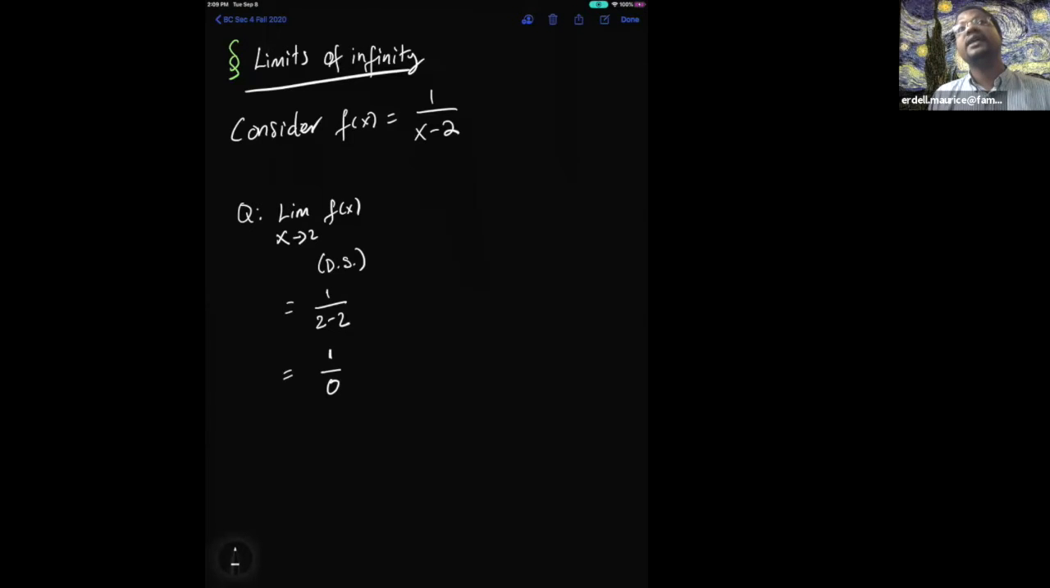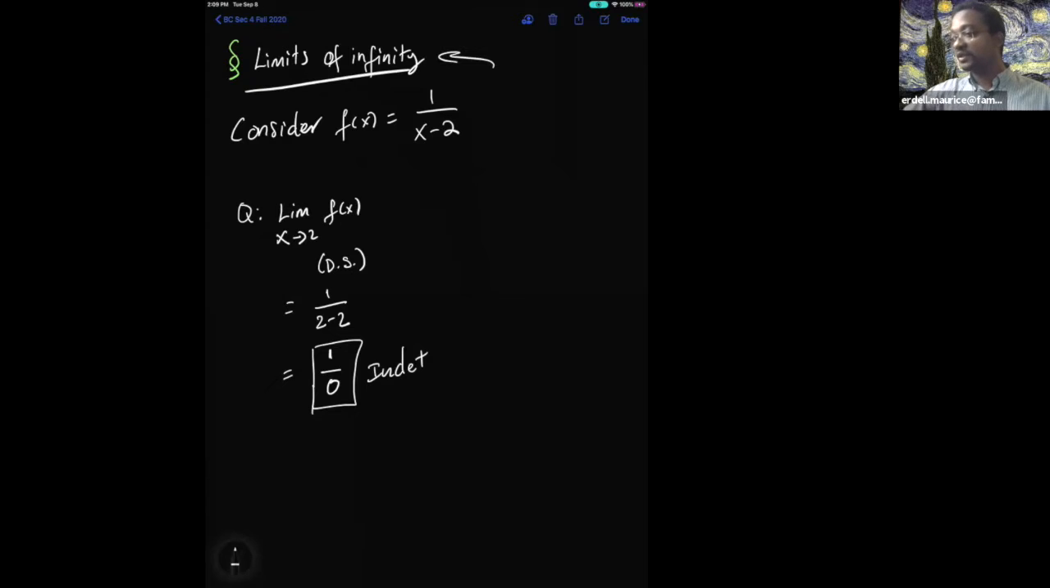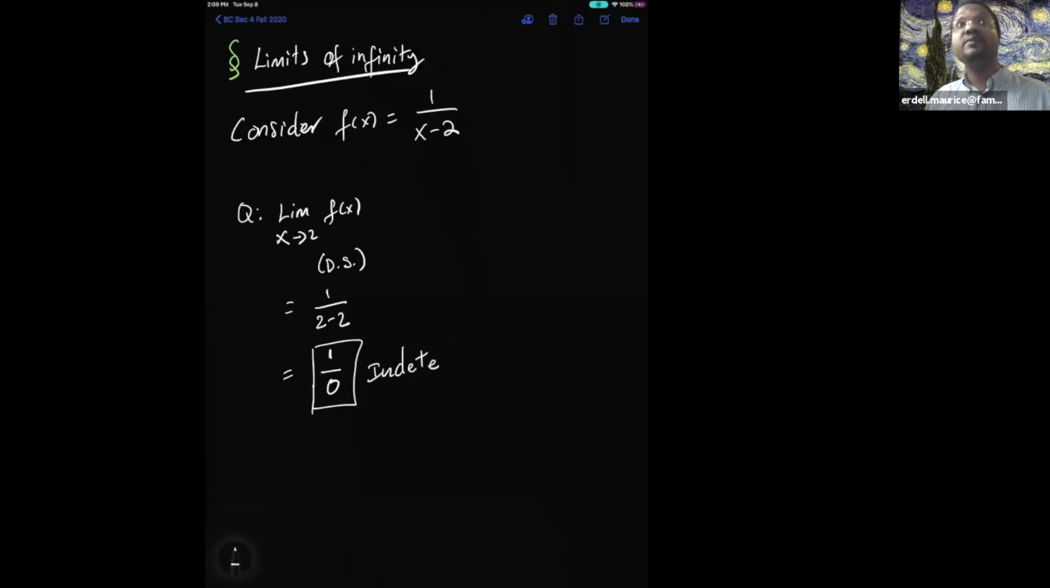It turns out that when I have a number divided by 0, this right here is an indeterminate form. Quick question. Is this a new topic? Did we go over this already? It is new. Okay. Remember I said that there are several indeterminate forms and we'll see more of them as we go along.